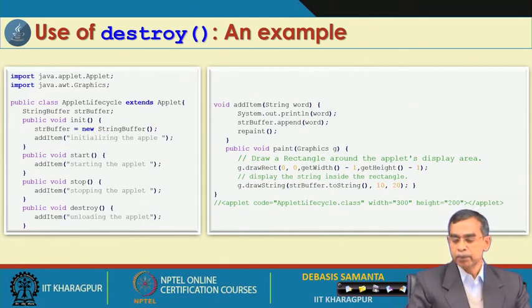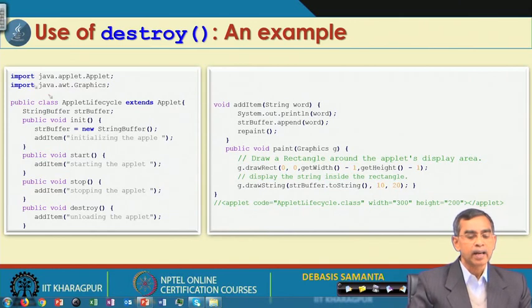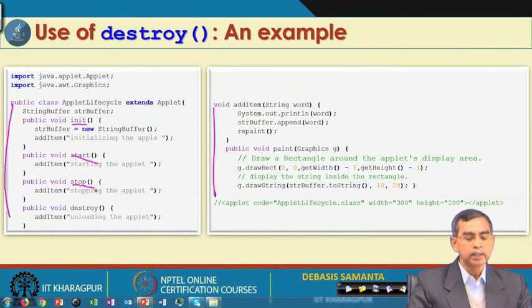Now, here is an example again. This is a definition of an applet class, and this is the complete applet class. In this applet class, we see the init method, the start method, the stop method, and the destroy method. For the illustration, we make all these methods very simple. They use one string, which is initialized here, and then an add item method is called by all these methods.